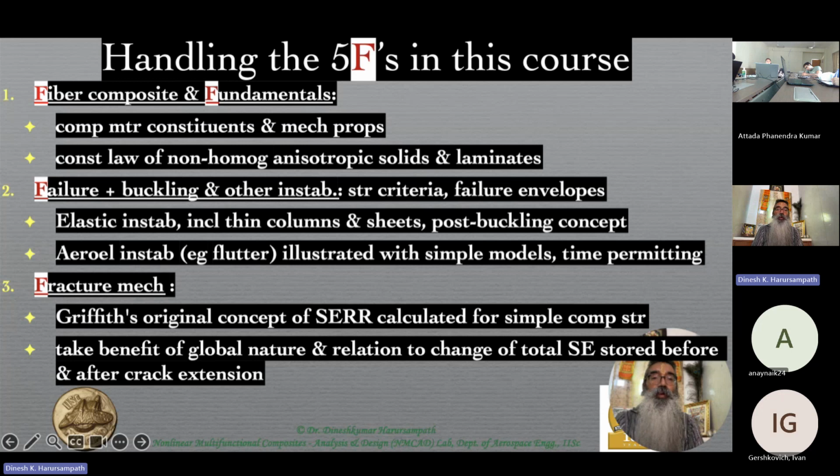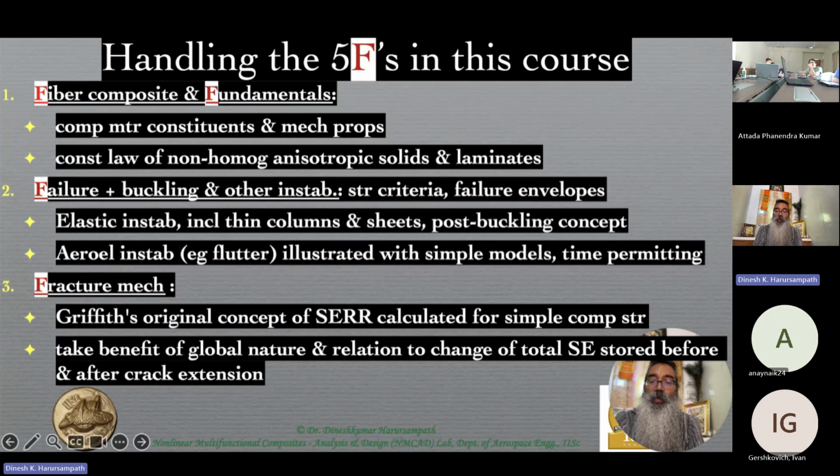Again, we will not go into the quantitative aspects of it, but in a qualitative sense, we will look at how it works and look at some of the nuances when it's applied for composite structures. The second thing is that because we are dealing with Griffith's SERR, we will take benefit of its global nature because it's much more widely applicable. It's robust. It's not ad hoc, as I said in the previous slide.